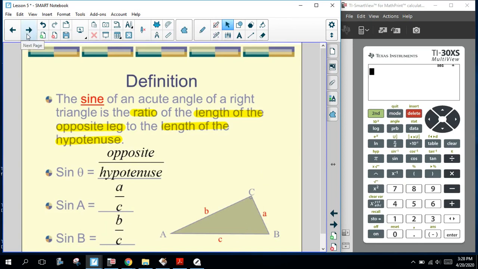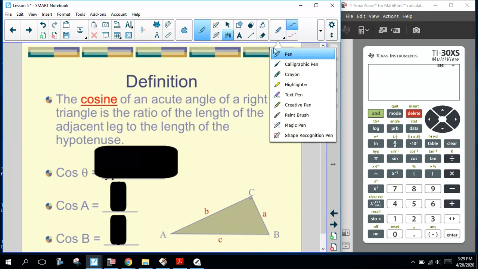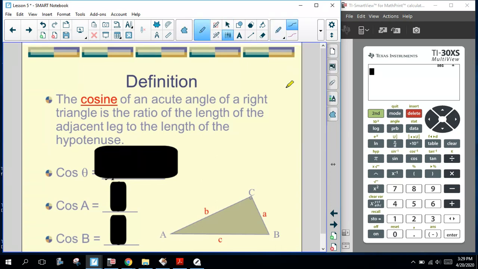All right. Cosine, very, very similar to this. It talks about the cosine of an acute angle of a right triangle. It's now the ratio of the length of the adjacent leg to the length of the hypotenuse. So once again, it's a ratio comparing the length of the adjacent leg to the length of the hypotenuse.